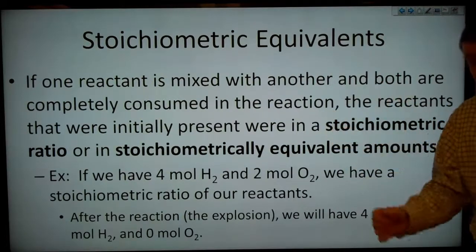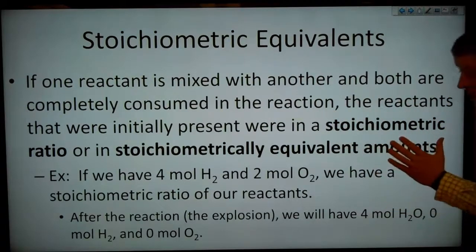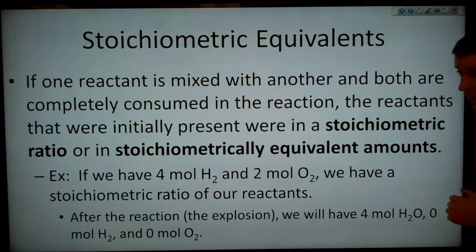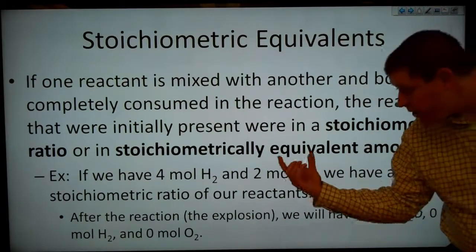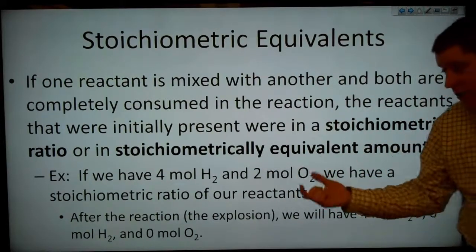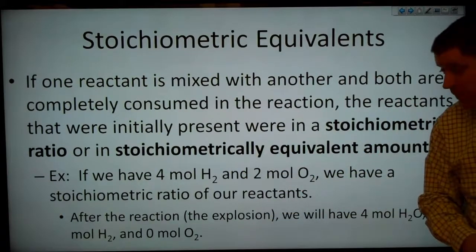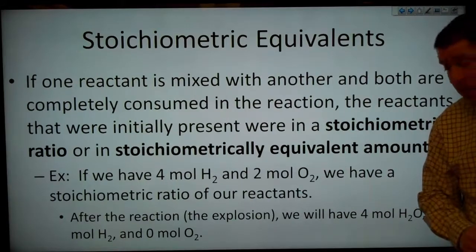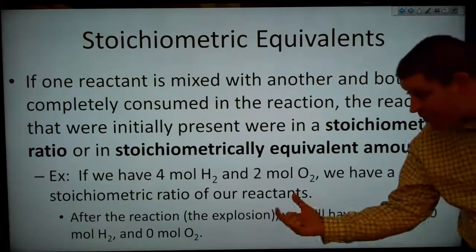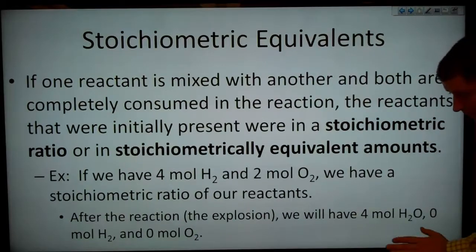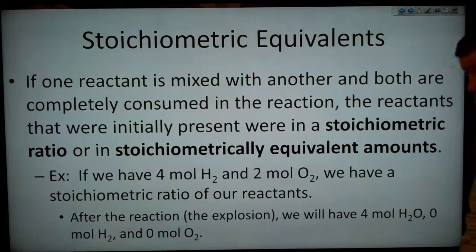If one reactant is mixed with another, and both are completely consumed in the reaction, then the reactants that were initially present were in a stoichiometric ratio, or in stoichiometrically equivalent amounts. For example, if we have 4 moles of hydrogen and 2 moles of oxygen, then we have a stoichiometric ratio of our reactants because we have a 2-to-1 ratio. And that's what we need in that balanced chemical equation. And after the reaction, that means after our explosion, we will then have 4 moles of water, 0 moles of hydrogen, and 0 moles of oxygen left over.